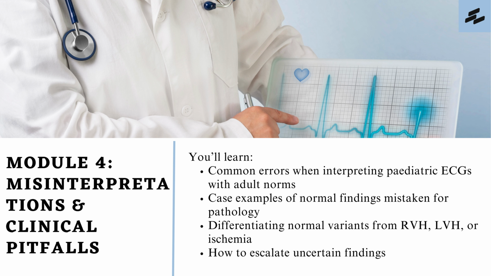Module 4: Misinterpretations and Clinical Pitfalls. This module highlights the most common errors clinicians make when interpreting pediatric ECGs. We will work through case examples where normal findings were misclassified as pathology, such as mistaking juvenile T-wave patterns for ischemia, or reading neonatal right axis deviation as right ventricular hypertrophy.